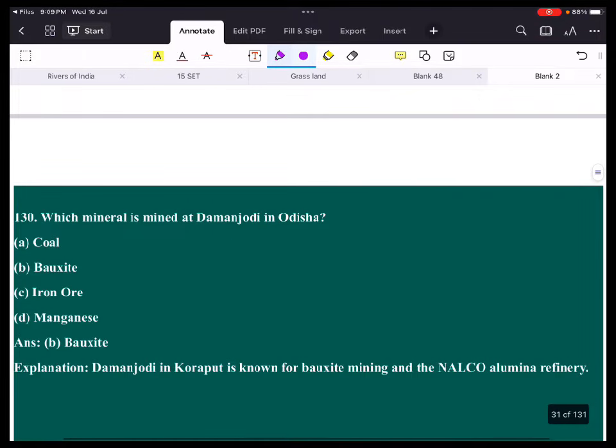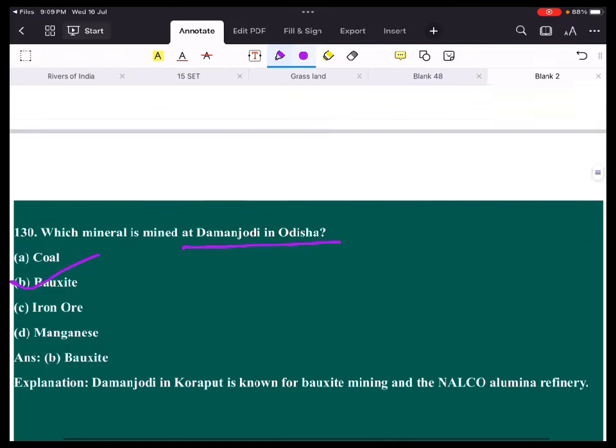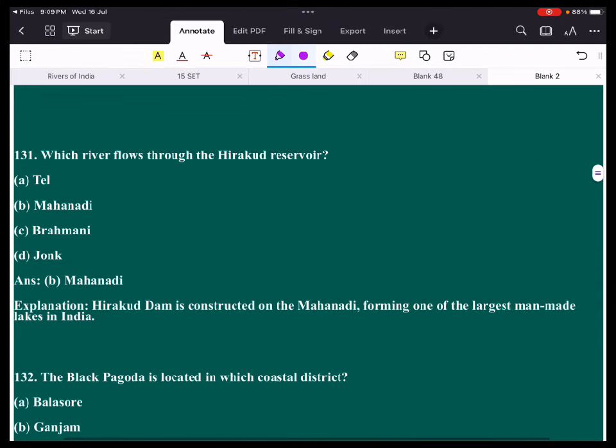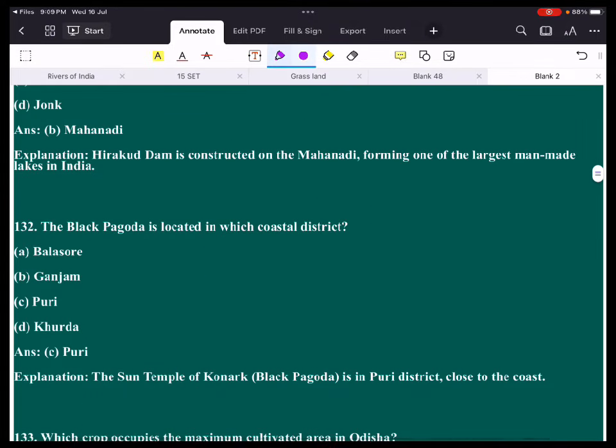Which mineral is mined at Damanjodi in Odisha? That is bauxite, option B is the correct answer. Which river flows through the Hirakud reservoir? That is option B, Mahanadi. The Black Pagoda is located in which coastal district? That is in Puri, option C.